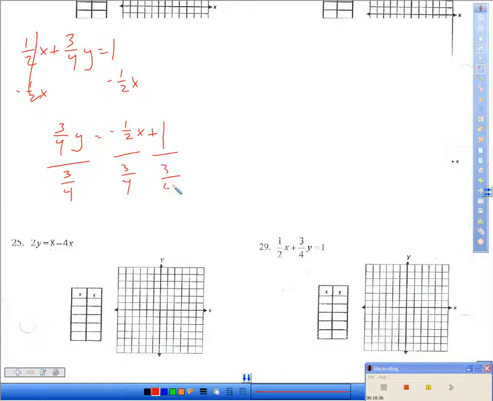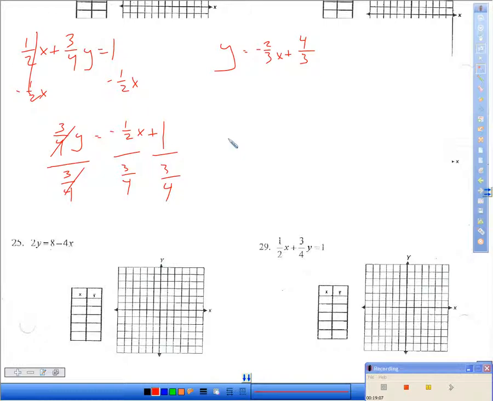We're going to do that to both sides. The 3/4 cancels on the left, leaving us with just y on the left hand side. On the right hand side, if we divide 1 by 3/4, we get 4/3. And if we divide the 1/2 by 3/4, we're going to end up with negative 2/3. So negative 2/3 x plus 4/3. All right, at that point, y is by itself, so we're going to substitute in some values.